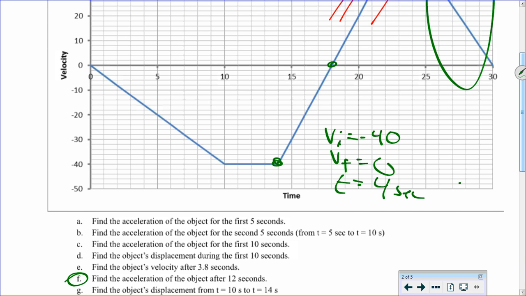F says, what's the acceleration after 12 seconds? What's the velocity doing at that point? It's constant. So what's the acceleration? 0. Acceleration is the rate at which your velocity is changing. Well, look. What's the velocity doing? It's not changing. And therefore your acceleration has got to be 0.